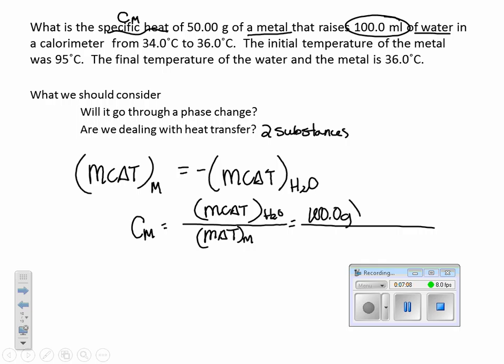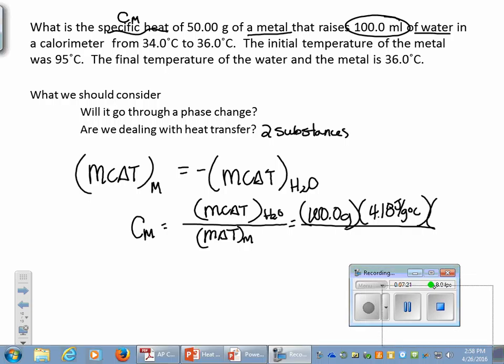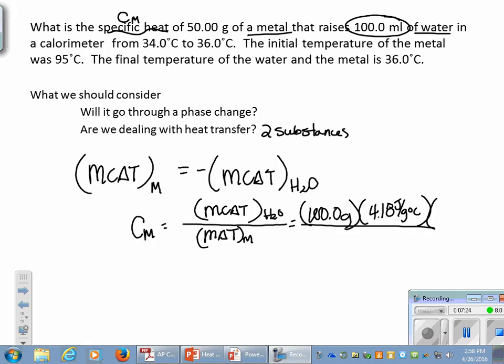The specific heat capacity of water, we can look that up in a reference book, 4.18 joules per gram degree Celsius. And then the change in temperature of the water. So the initial temperature of the water was 34. The final temperature of the water was 36. Subtracting and keeping that decimal place, we have 2.0 degrees Celsius. Looks like our thermometer is going to determine our significant figures on our calculation.